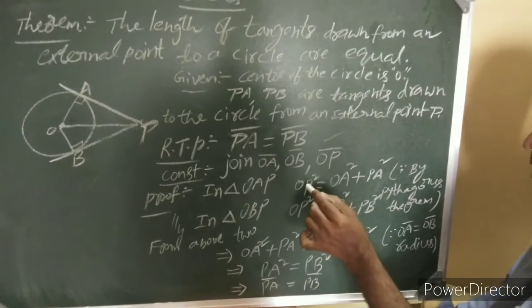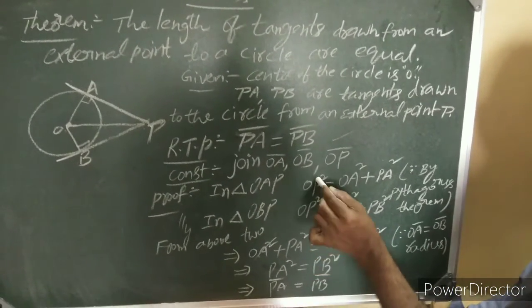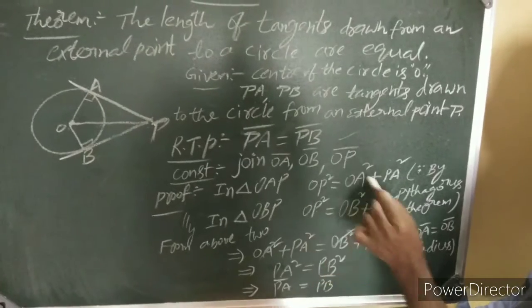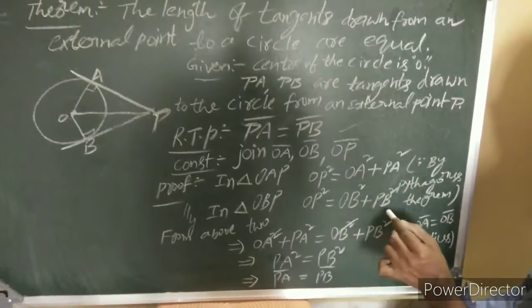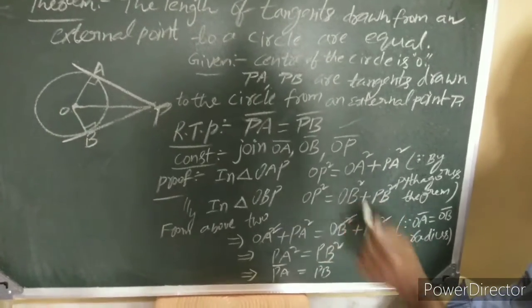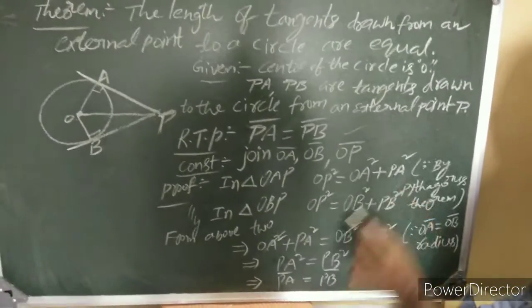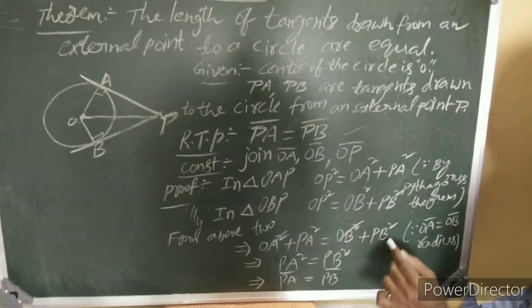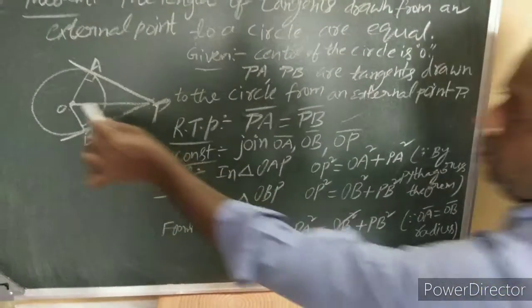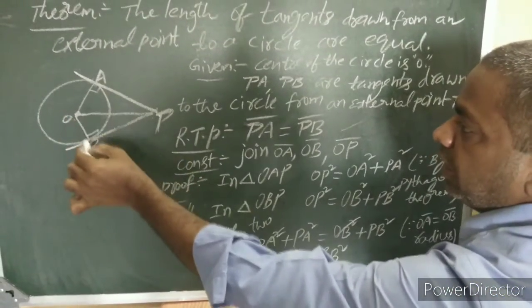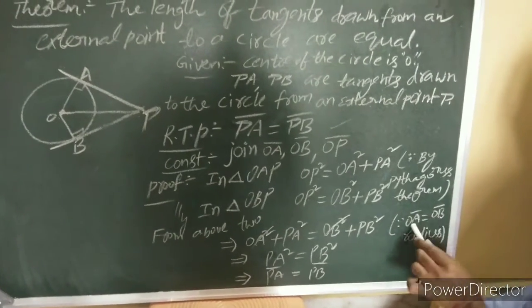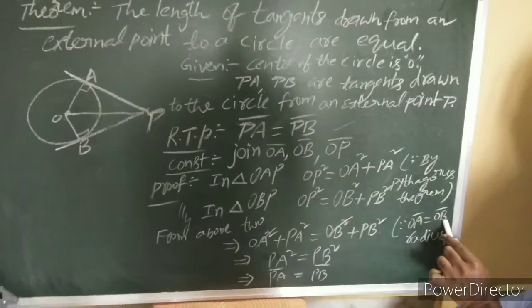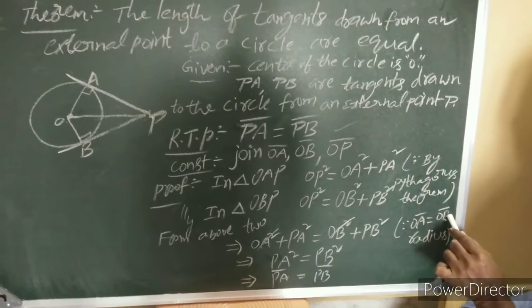So if you observe, the left side parts are equal, OP square is appearing. From the above two equations, the right side parts also have to be equated because the left side parts are equal. OA square plus PA square is equal to OB square plus PB square. Here you know OA and OB are the radii of the circle. Their lengths are always equal. OA is equal to OB, or OA square is also equal to OB square.